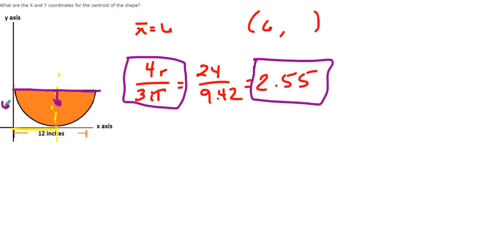So if this is 6 tall total, then to get to here is 6 minus 2.55, which is 3.45. Okay, so it should be 6 and 3.45.